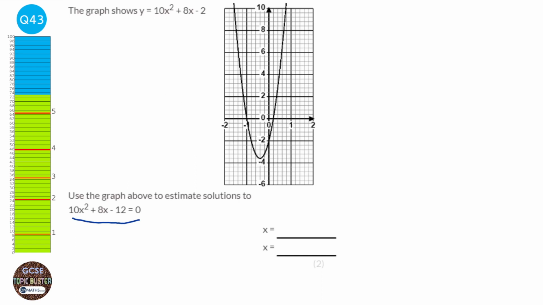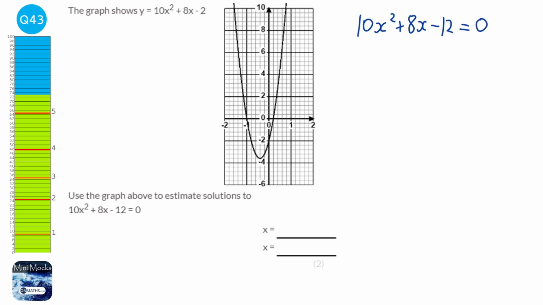What I'm going to start off by doing is rearranging this equation so that it kind of matches this one. So I'm just going to write it down. And we want the n to be -2. So what I'm going to do is put my rearranging lines in, and we're just going to add 10 to both sides.